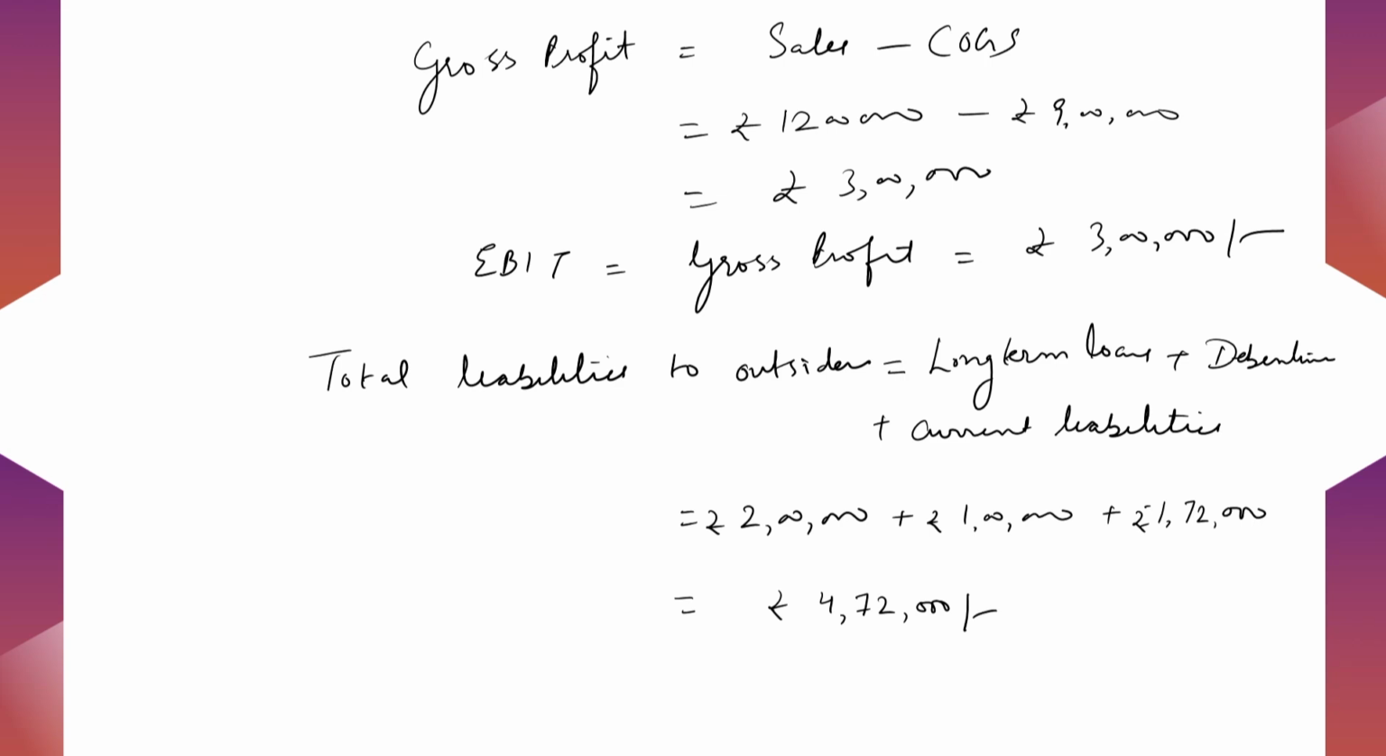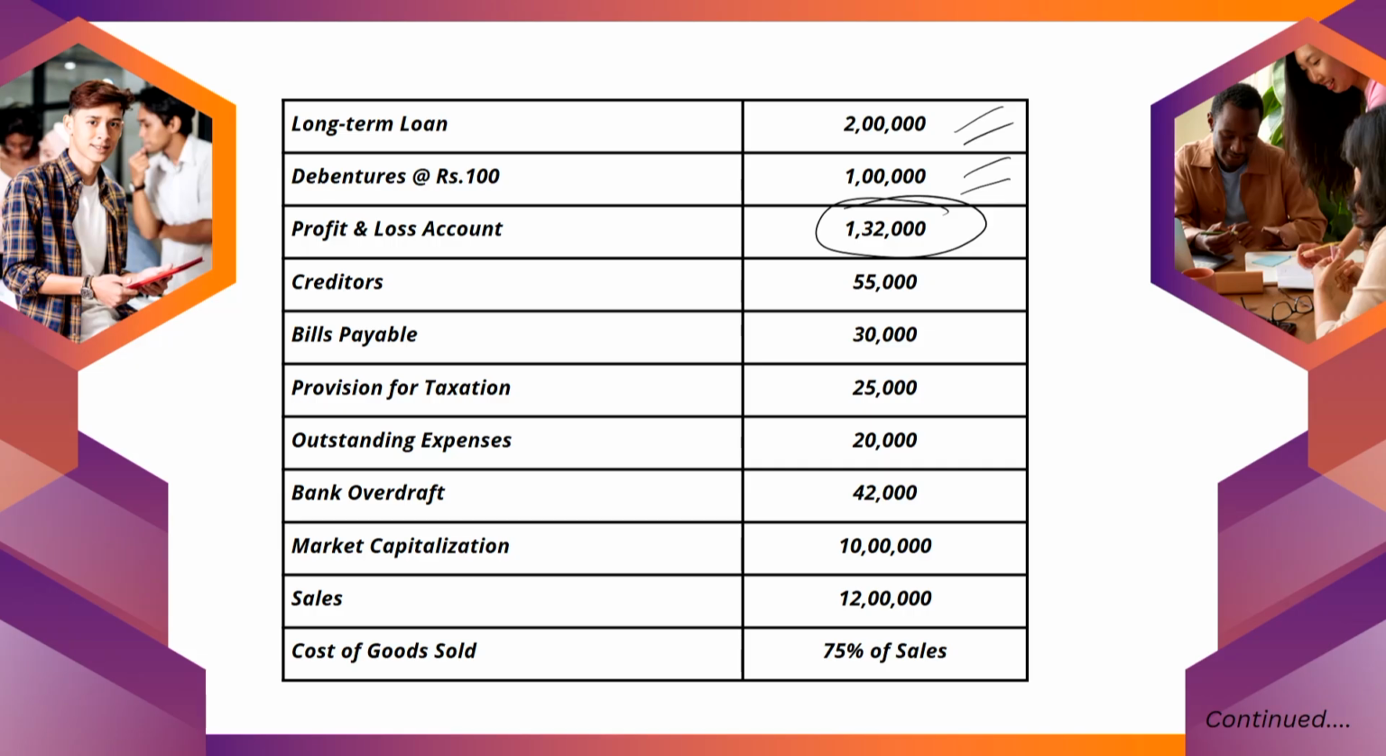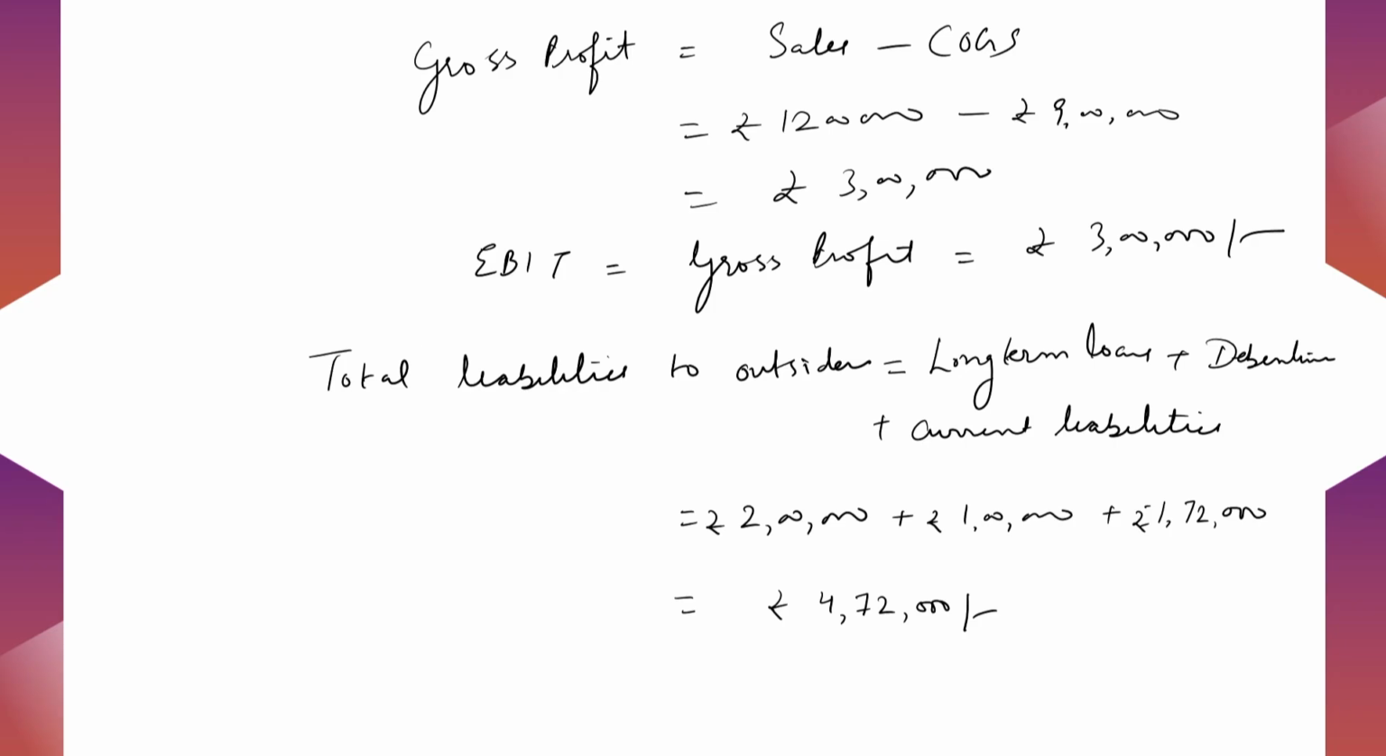We also need the market value of equity. So the market capitalization is given here, so we will take it as it is. Market value of equity is equal to rupees 10 lakh. Next, now we have to calculate the Z score components. First we go with X1, which is working capital upon the total assets.